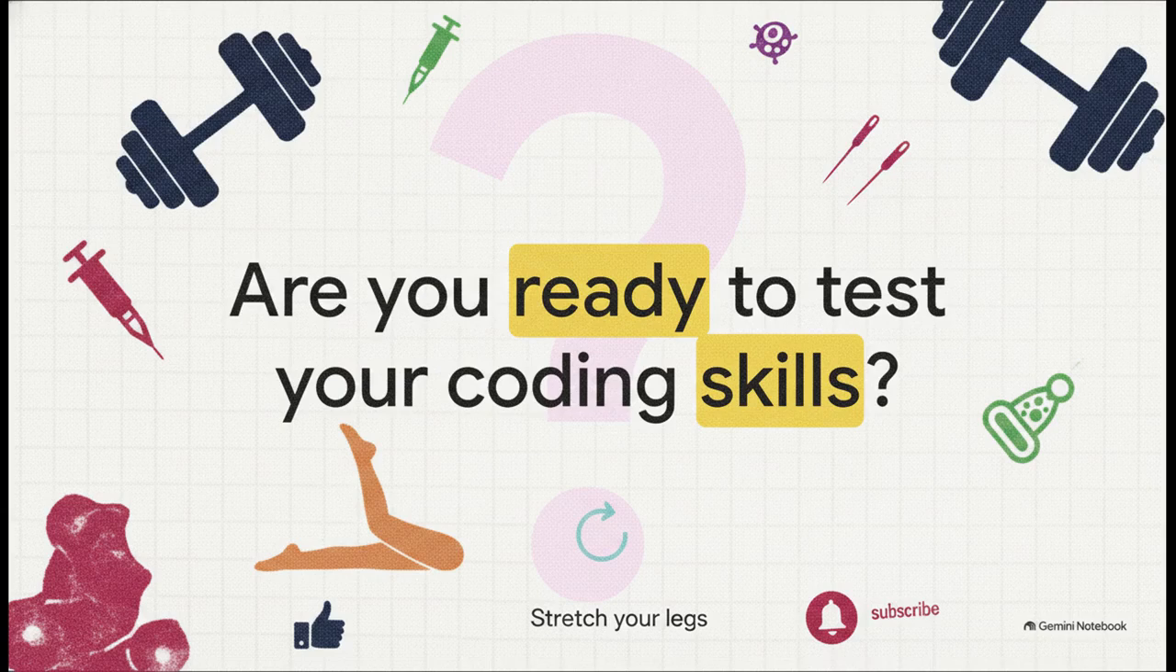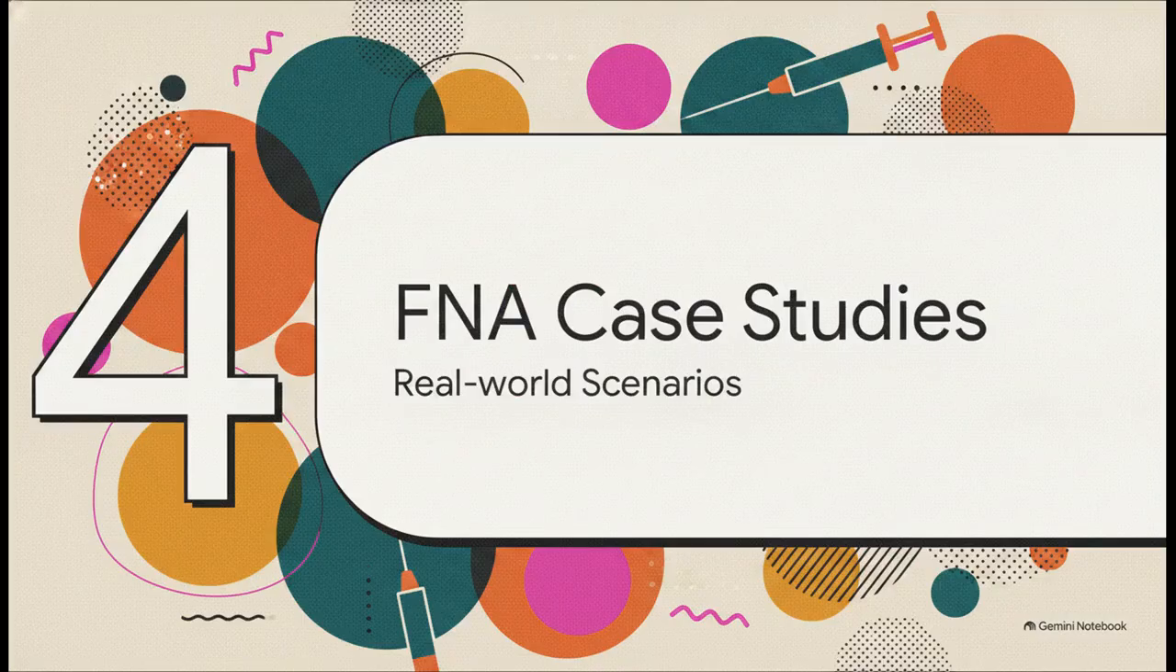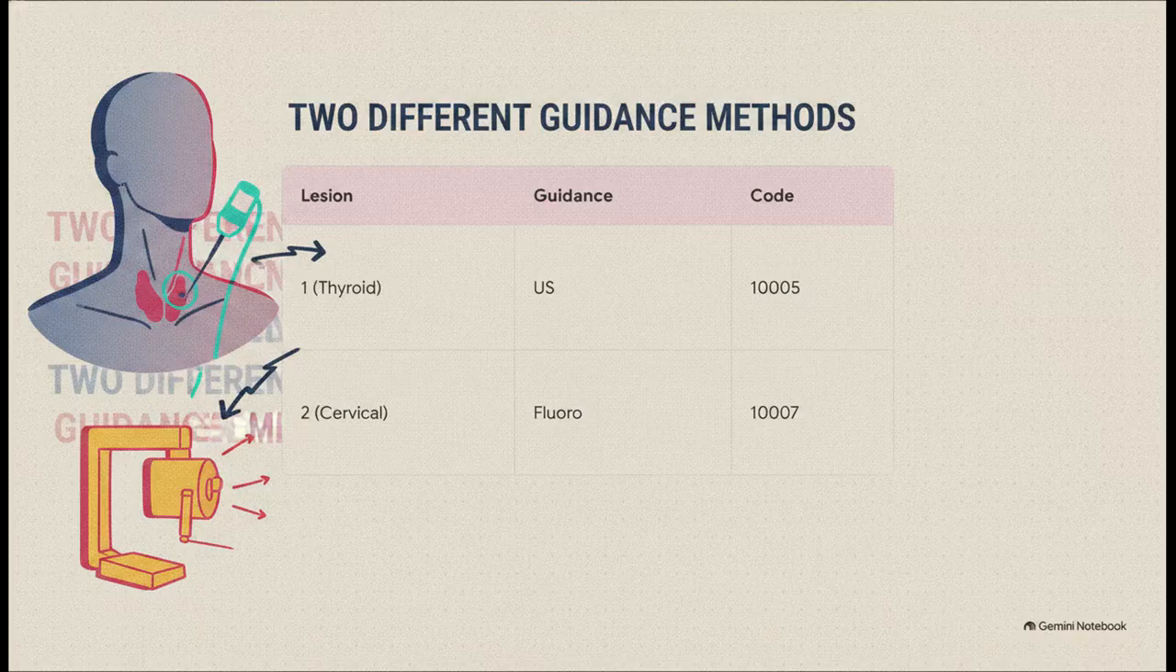All right, let's get back into it. Section 4. Let's look at some FNA case studies. Let's walk through example 1. Picture a patient with 2 suspicious lesions.